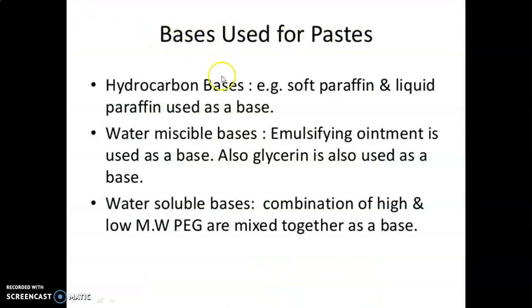Bases used for pastes: hydrocarbon bases, for example soft paraffin and liquid paraffin, are used as a base. Then water miscible bases: emulsifying ointment is used as a base. Glycerin is also used as a base, and for the water soluble bases, a combination of high and low molecular weight polyethylene glycol is mixed together as a base.